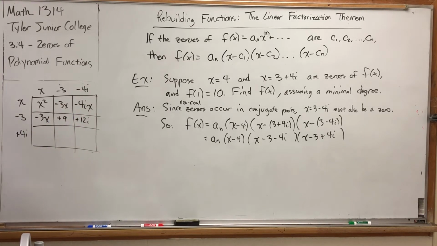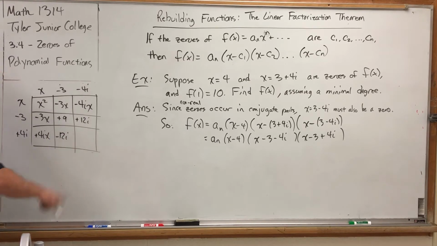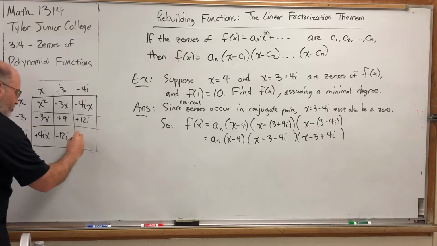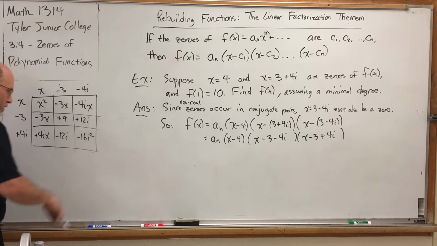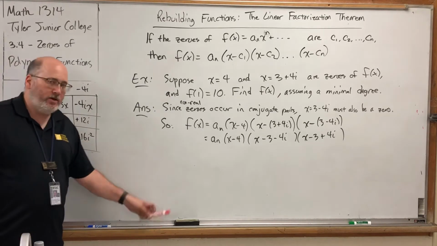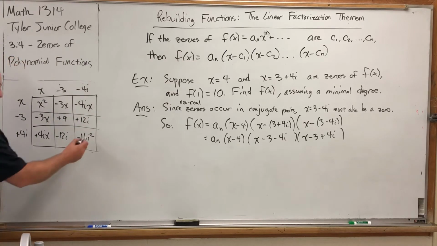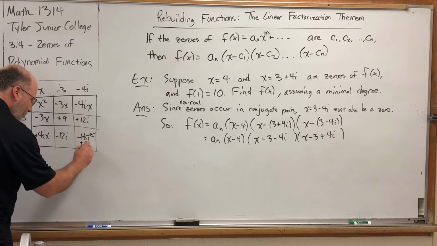And then the last one, you need to be really careful, especially at the end. This box is positive 4i times x, which is positive 4ix. This box is positive 4i times negative 3, which is negative 12i. And then the last box is positive 4i times negative 4i, which is negative 16i squared. Hey, we haven't seen that in a while. Do you remember what to do with an i squared? i squared equals negative 1. This is negative 16 times negative 1, so we can just change that to positive 16.